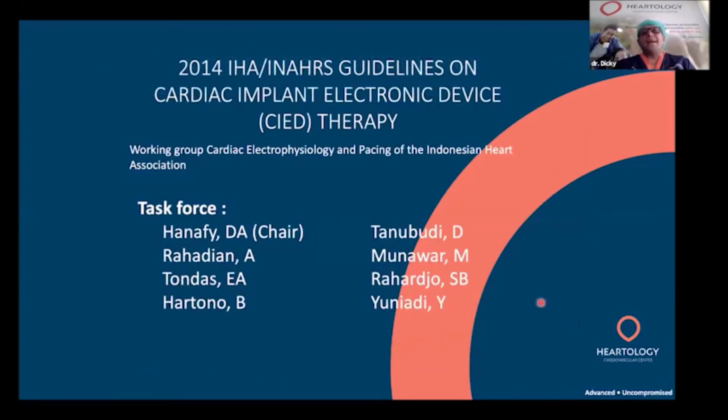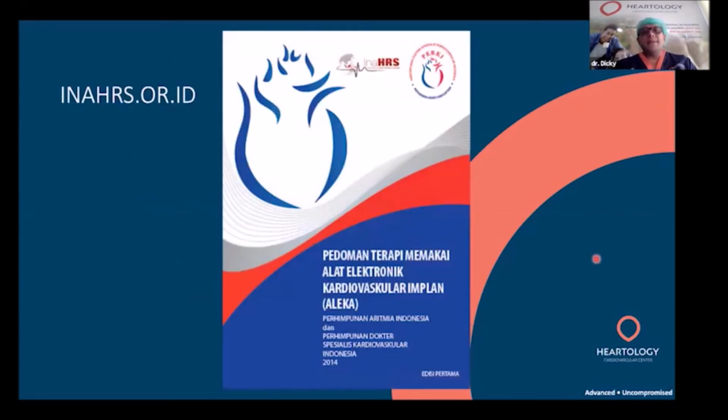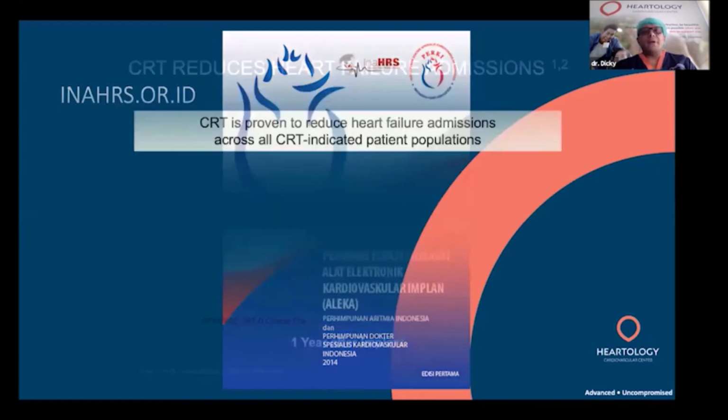Of course, the Indonesian guidelines for our Indonesian colleagues here, we already have our cardiac implant electronic device therapy guideline, which I chaired. We produced this guideline in 2014. Unfortunately, we did not have the time to make a revision with the current data, but you can still download this at inahrs.or.id to read about the recommendations.